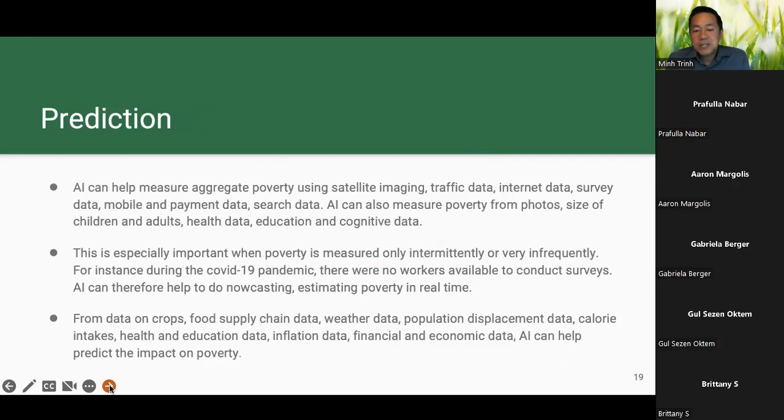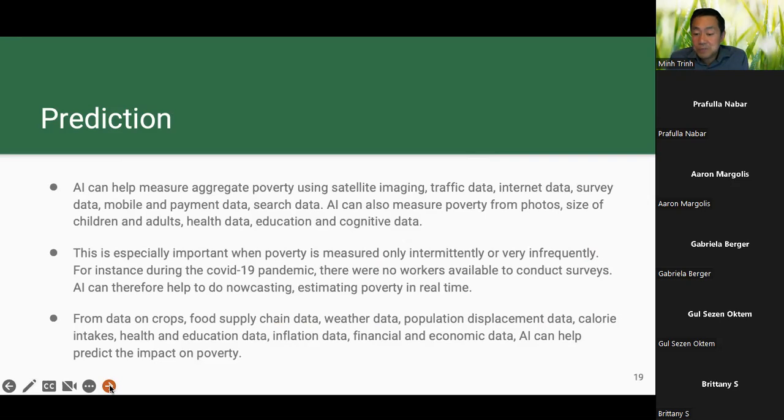Prediction, right? Prediction is related to measurements. You can predict the future, but you can also predict the present. Sometimes the present is not observed, but you want to infer it, and you'll see that a lot of AI and machine learning work is around prediction. On poverty in particular, AI can help to measure poverty today, using satellite imaging, traffic data, internet data, cell phone data, survey data, all this kind of data, which we can feed into AI models to give an assessment of poverty.